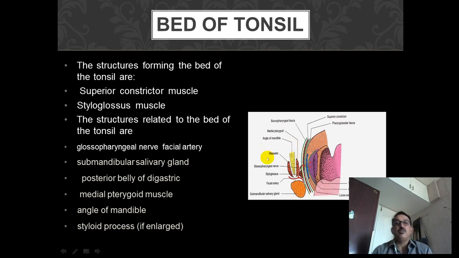So again, to repeat, the bed of the tonsil is formed by the superior constrictor with the two layers of fascia, which is the inner aspect and the outer aspect, the pharyngobasilar fascia and the buccopharyngeal fascia. Then the styloglossus muscle, then the glossopharyngeal nerve, the facial artery, the submandibular gland, the posterior belly of digastric, the medial pterygoid muscle, the angle of the mandible, and the styloid process if it is elongated.